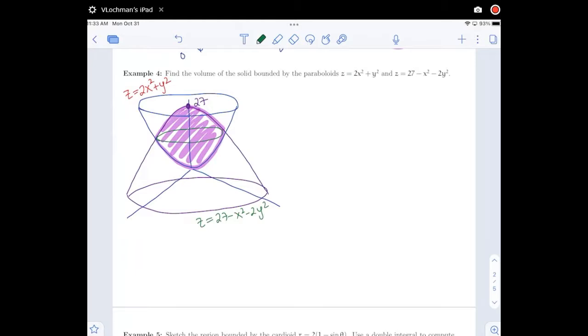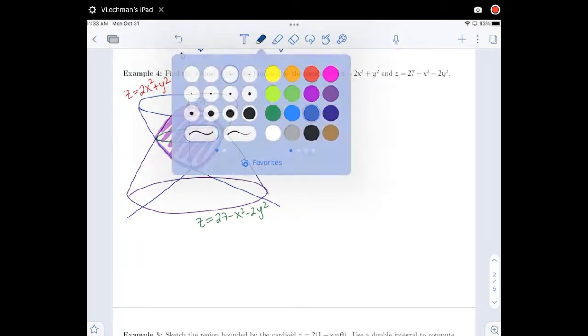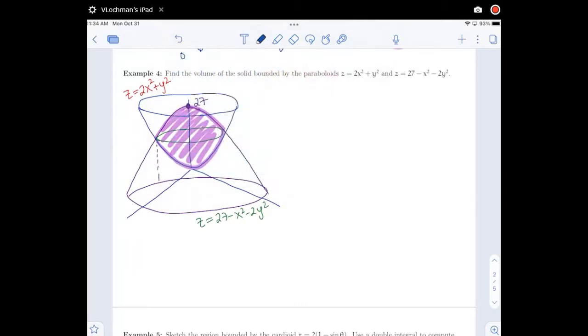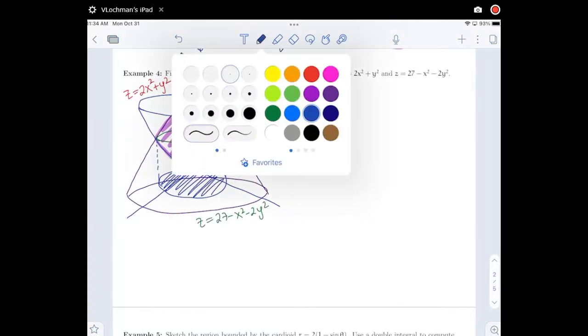Now we want to find the volume that's between those two, but we're not given R. We don't have R. Well, the R would be the intersection of the two. You can think about it as the intersection projected onto the xy plane. They cross over at this circle. So how do we find that?